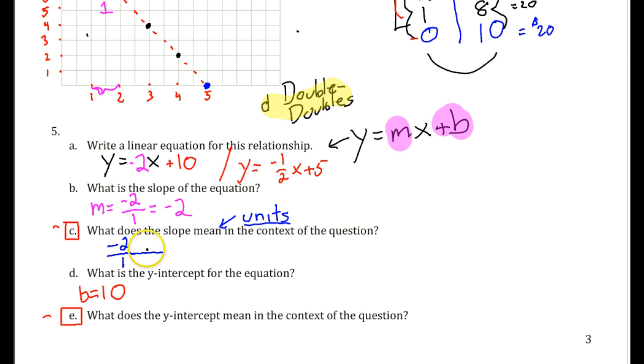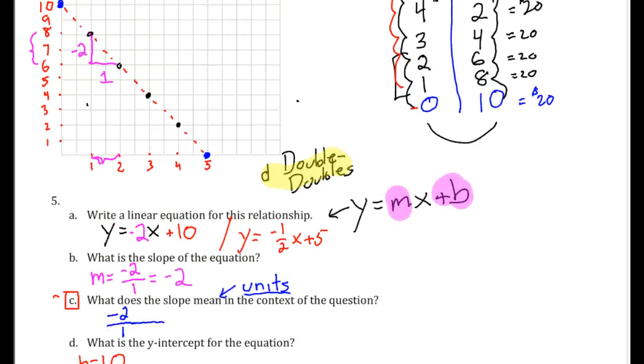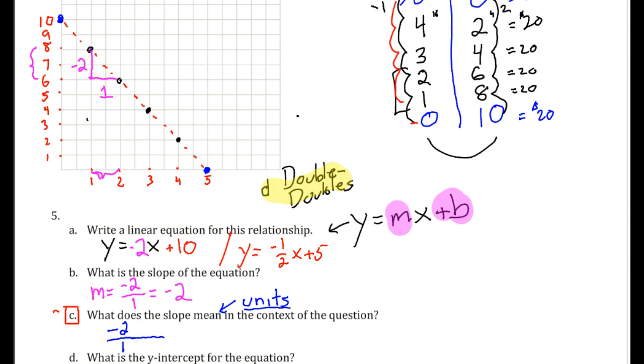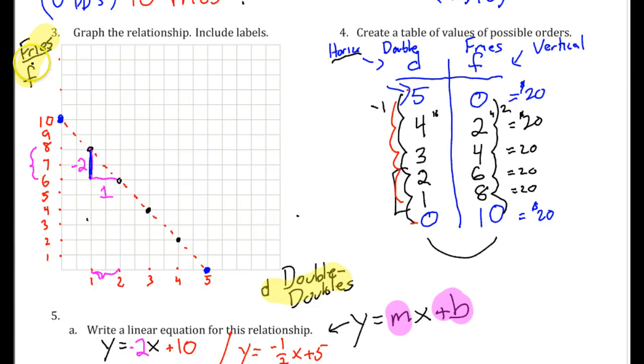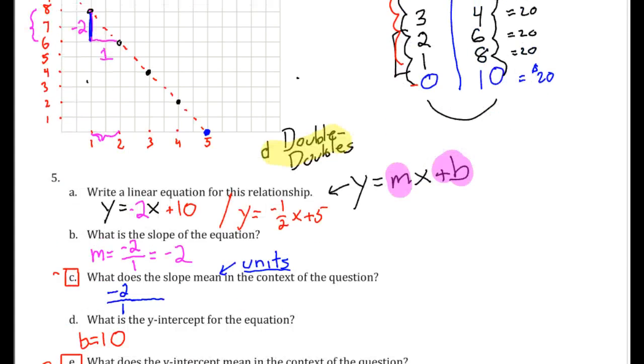It's -2 what? Go back up here. We went down 2 on the vertical axis. What is the vertical axis? It's fries. So when we say we went down 2, they're talking about we went down 2 orders of fries.